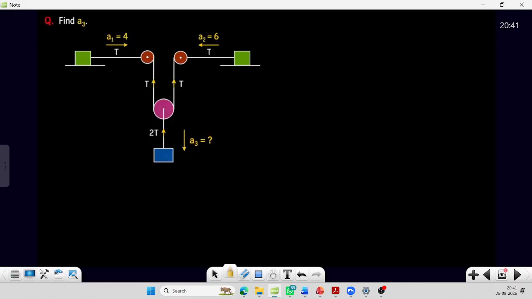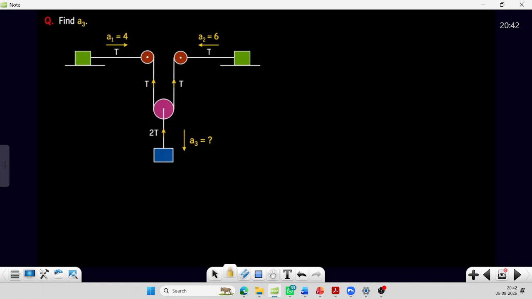Listen carefully. As I told you, we need to take the dot product between the tension and the acceleration. If both are in the same direction, the angle is 0. If in the opposite direction, 180, and cos 180 value is -1. If there is some other angle, we have to consider that angle.